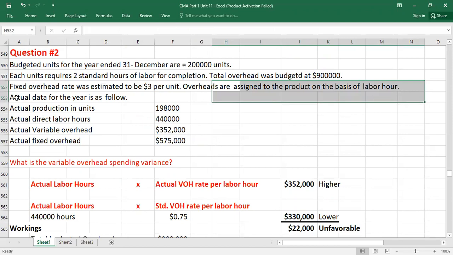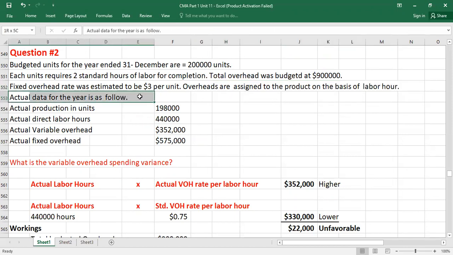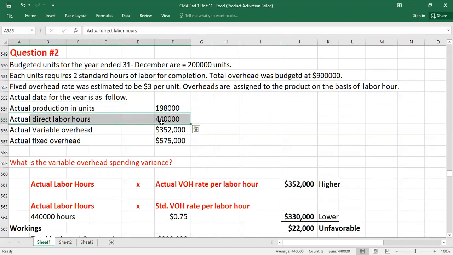So here the actual data for the year is as follows. This is the actual information. You have an actual production in units, and you have actual direct labor hours, which is 440,000 hours. And here you have an actual variable overhead, which is $352,000. And we also have an actual fixed overhead, which is $575,000.